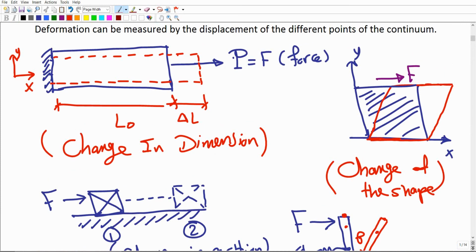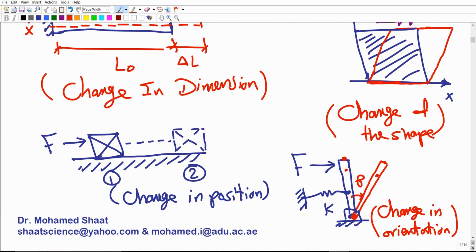To describe these changes, you need some kinematical parameters, like how much displacement, how much velocity, how much acceleration, how much change in the shape, how much change in the dimensions. To describe these changes, this is known as kinematics. This is the kinematical parameter that is needed to describe all of these different changes. And all of these changes are known as deformation.